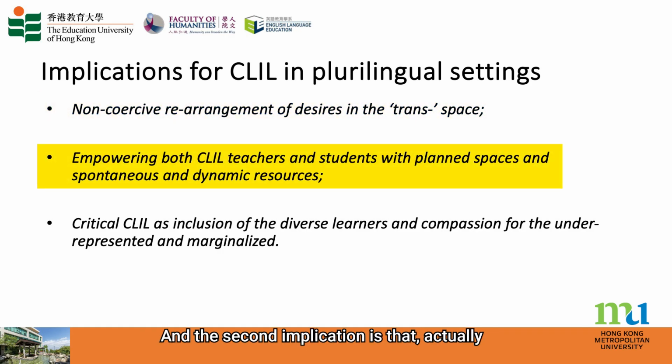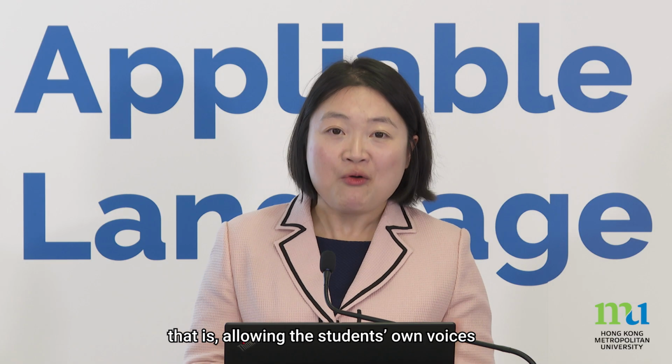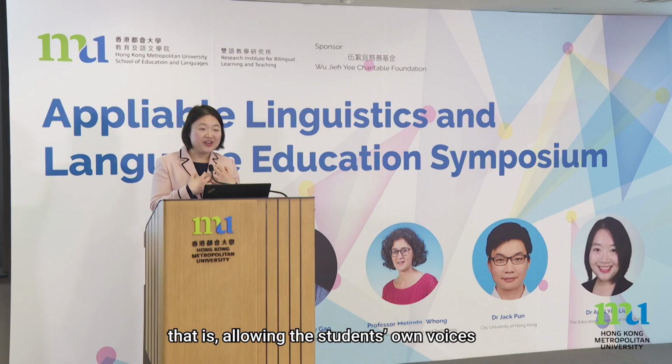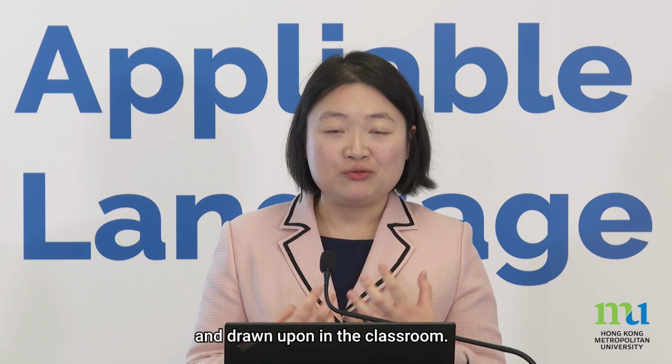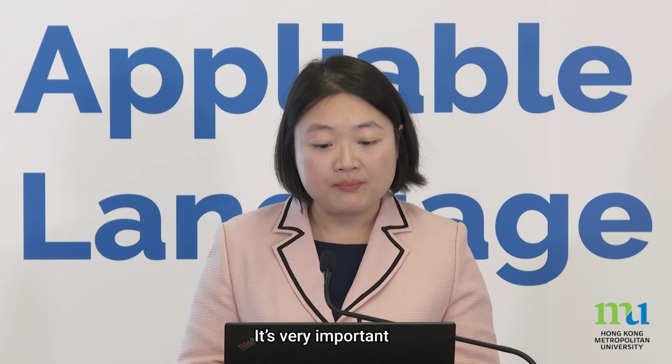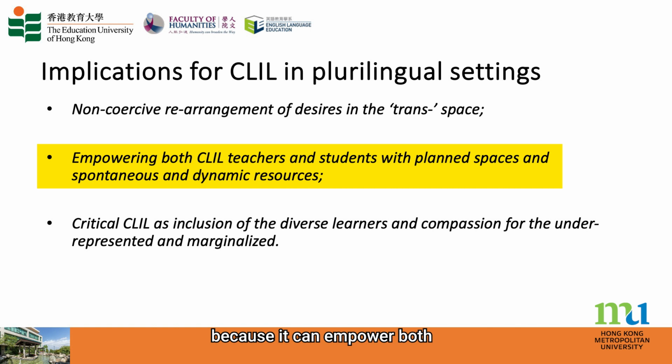And the second implication is that translanguaging and the opportunities of transknowledging, that is allowing the students' own voices and their own culture to be acknowledged and drawn upon in the classroom, is very important because it can empower both the CLIL teachers and the students. And also this empowerment process would take some well-planned systemic ways of doing things. And also we cannot ignore the spontaneous and dynamic resources.